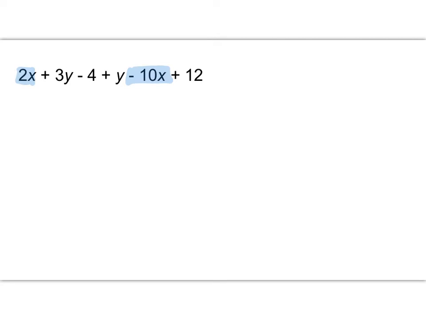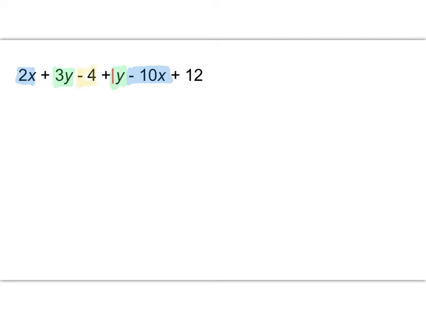I'm going to make them both blue. For my y's, I have a 3y here and a y here. Now, notice this one y does not have a coefficient. That means the coefficient is really 1. It's just not written, but that's 1y. You don't have to write the 1, but it can be helpful to write the 1.